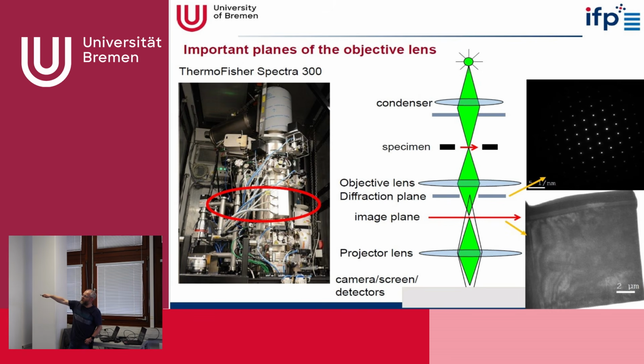The other important plane is the image plane, and what we have here is a real space image of our specimen. With the projector lens, we can then focus onto the diffraction plane and image the diffraction plane onto a camera or a screen or a detector, or we can image the image plane to the camera or the detector. So this projector lens system will make a higher magnified image than the objective lens initially made.